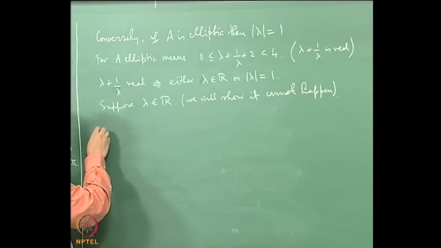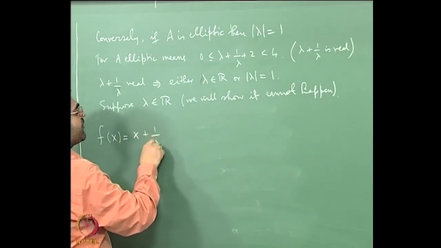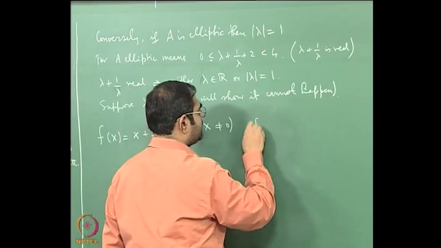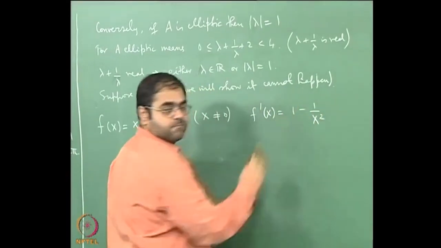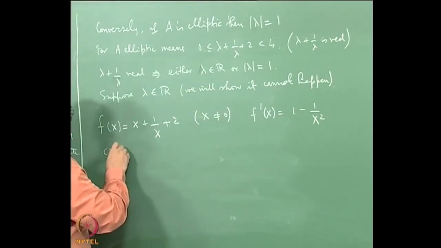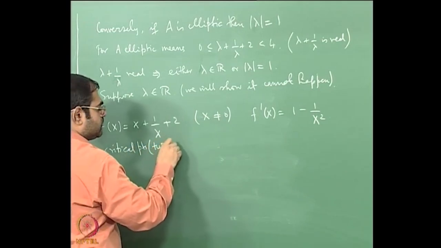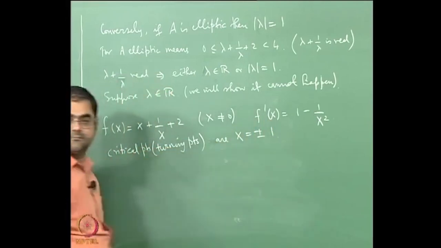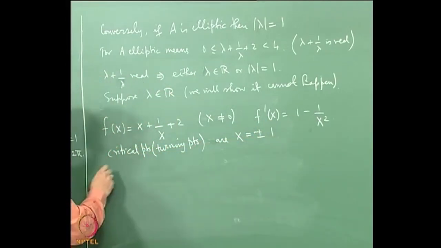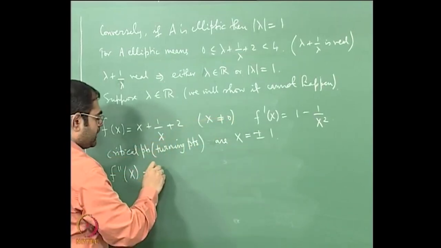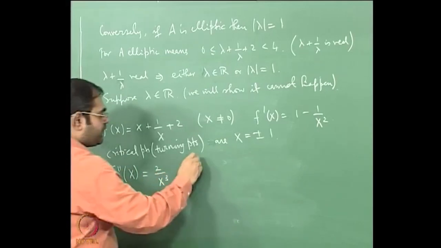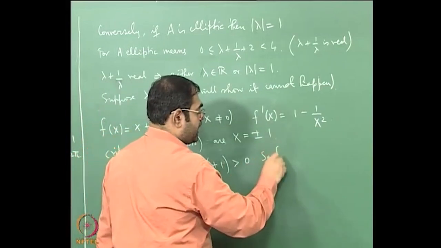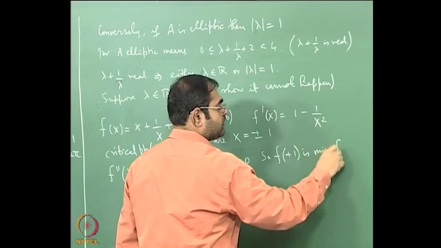Why? Because you take the function f of x equal to x plus 1 by x plus 2, okay, take this function, with x not equal to 0. Then you will see that its derivative is 1 minus 1 by x squared, okay, and therefore the critical points, the turning points of the graph of the function, are going to be x equal to plus or minus 1. I have to equate this to 0, alright. And the second derivative of the function is going to be 2 by x cube. The second derivative at plus 1 is positive, so at plus 1 I have a minimum.